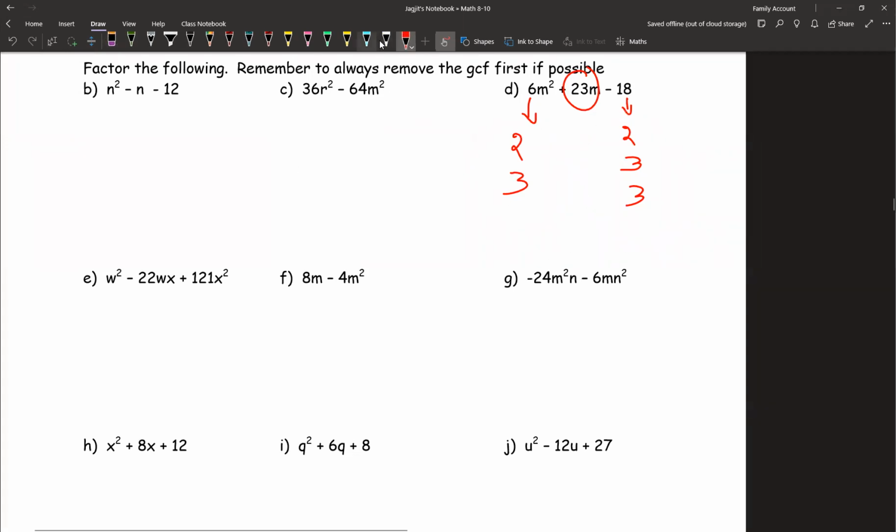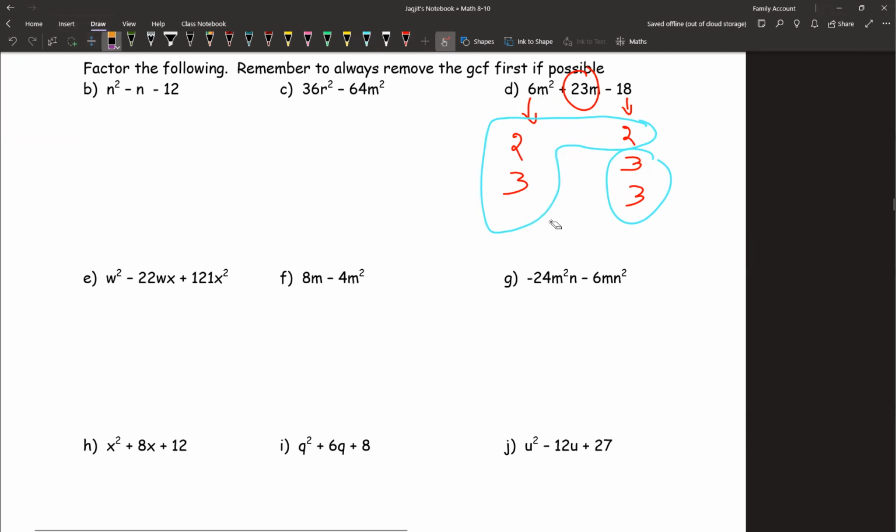Okay, so let's see. Let's say I do 3 times 3 and the rest of these. 3 times 3 is 9. 3 times 2 is 6. 6 times 2 is 12. 12 and 9? No, 12 and 9 doesn't give me 23. Okay, we have to try some other combination.